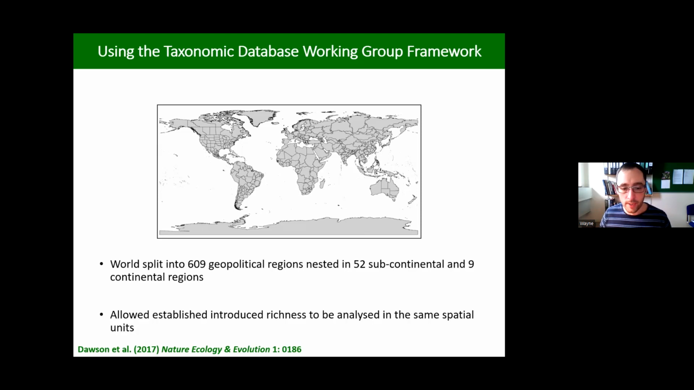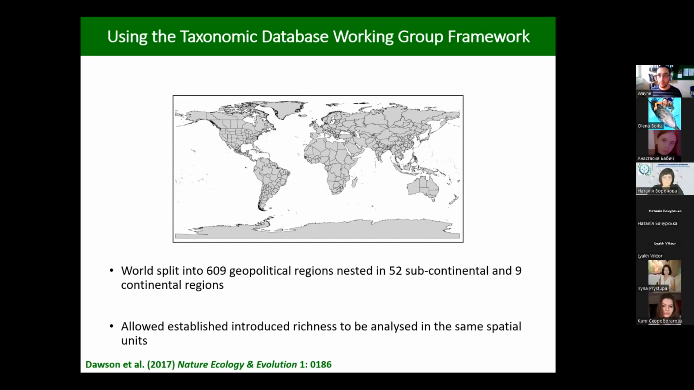And that really allowed me to work out the established introduced richness for the same spatial units for those different taxonomic groups. And then that allowed us to compare them properly and look at them on aggregate, on average.